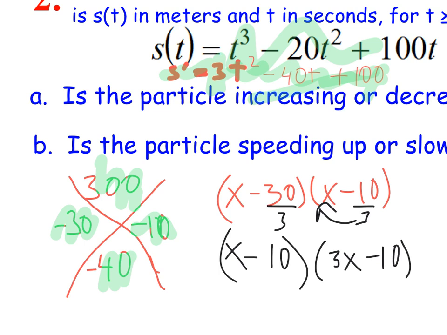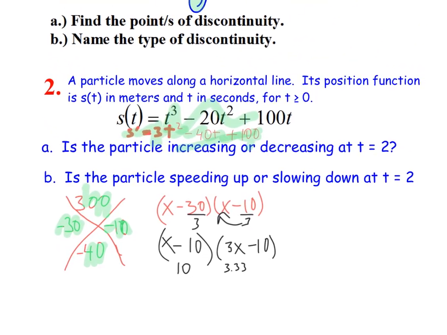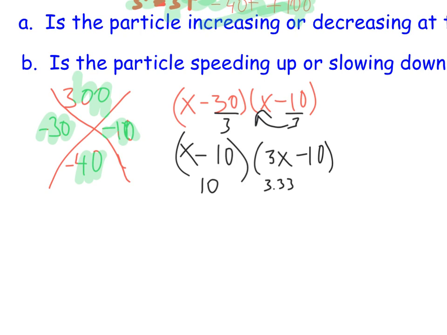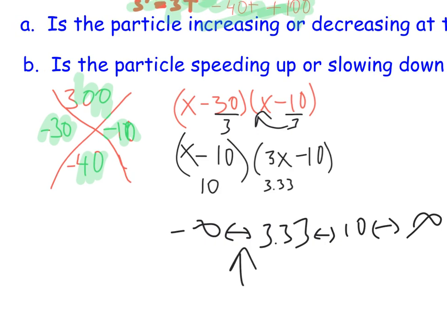So the two numbers that are interesting are positive 10, because that will make it 0, and positive 10 over 3, or 3.33. That's when it's 0. Now we want to know if the particle is increasing or decreasing at 2. So we have negative infinity all the way up to 3.3, which goes all the way up to 10, which goes all the way up to infinity. So these are the regions that we have to worry about. The one that I'm interested in is this region right here. What happens right there?